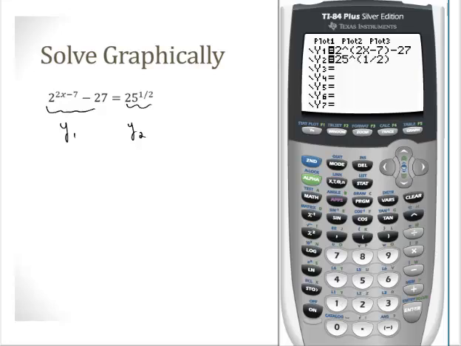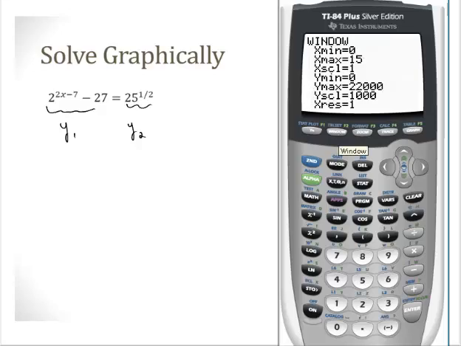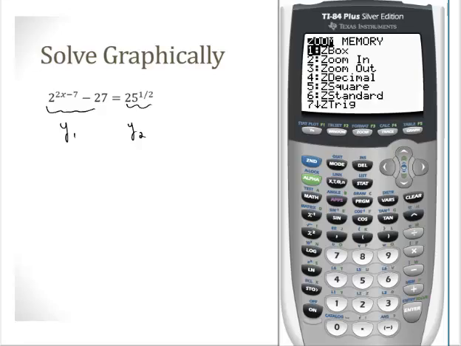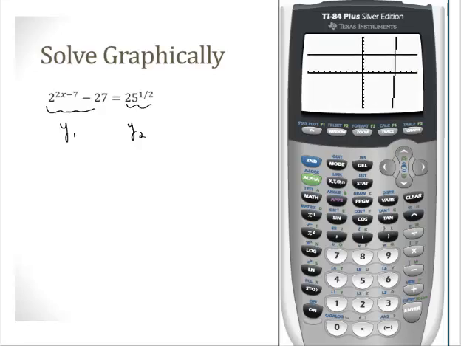Now, of course, if you recognize that as just being the square root of 25, you could just write that y2 equals 5. All right, and we'll graph this. Let me check my window. Let's start in a standard window. So let me hit zoom 6 and start in the standard window. And I do see a point of intersection. Now, we have this 2 to the 2x minus 7, so I should be expecting an increasing function. Let's make sure that there's no other intersections.